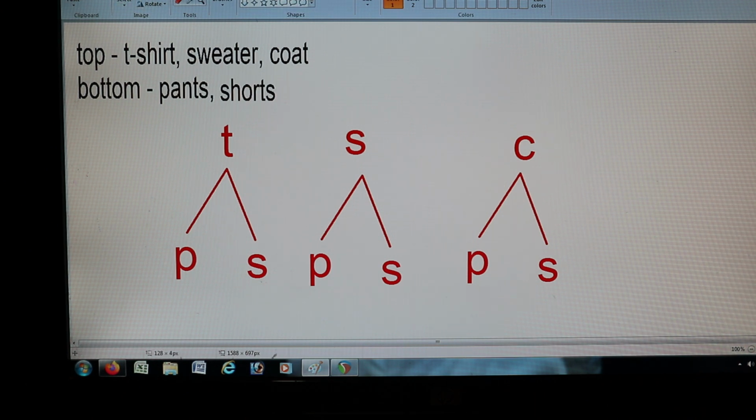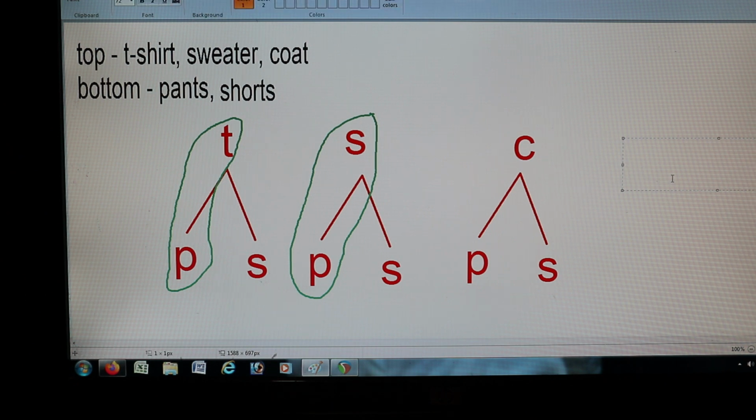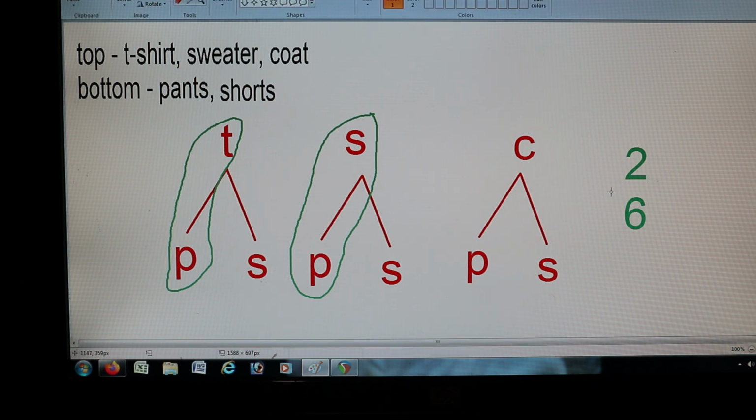All right. Now, what if I said, what are the chances of wearing either a t-shirt or a sweater with pants? Those are the conditions: a t-shirt or a sweater with pants. So here's your t-shirt with pants. Here's your sweater with pants. And those are the only 2 conditions that meet the criteria. So that again would be 2 out of 6, because 2 of them meet the criteria. All right, let's do another example.